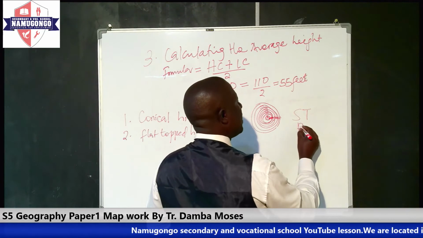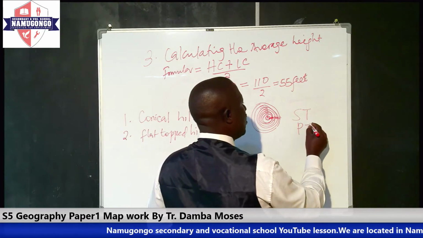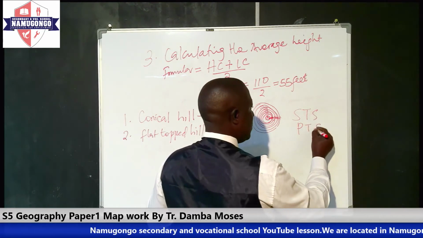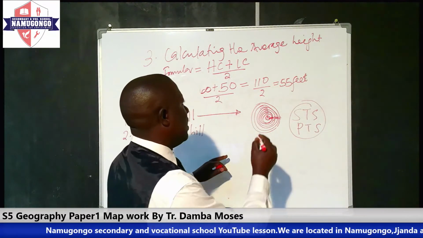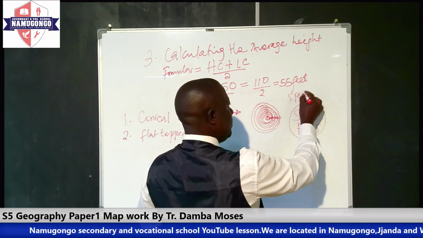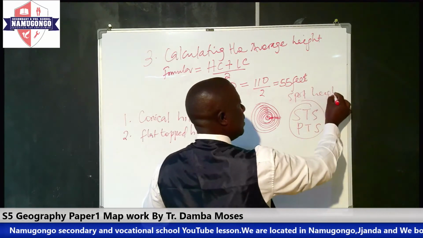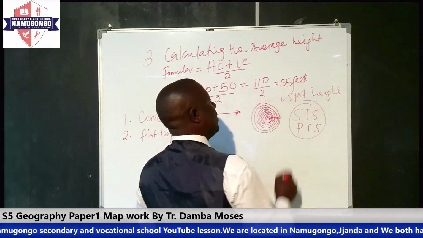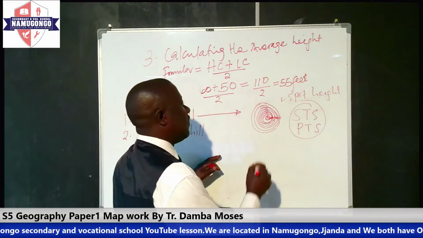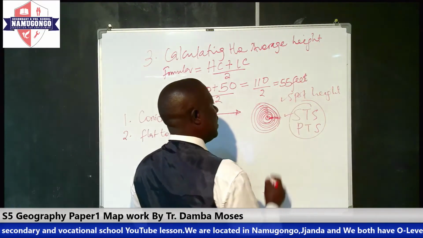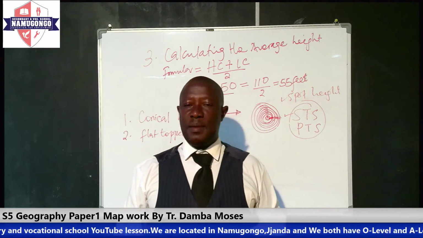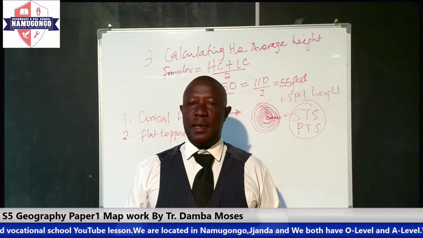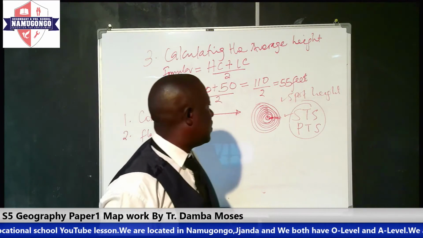Or primary trigonometrical station. So higher points on the map are identified by a spot height. This is one. They can also be identified by a secondary trigonometrical station. They can also be identified by a primary trigonometrical station.